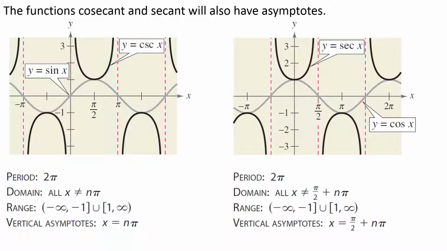Domain, again, it can be any x as long as it is not pi over 2 or pi over 2 added to an integer multiple of pi. Again, the range is a union of 2 sets. And the vertical asymptotes are at pi over 2 added to any integer multiple of pi.